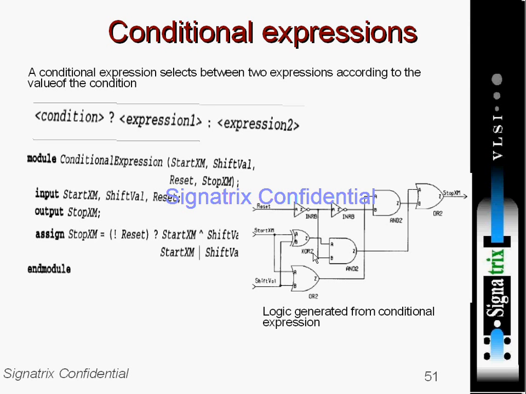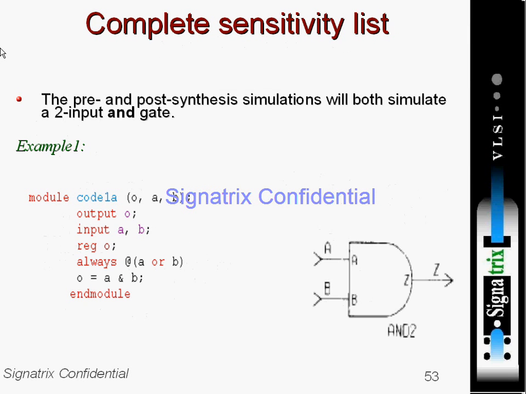And that is what is important. Now, the sensitivity list. In this example, what we are seeing is a complete sensitivity list. The output is O, the inputs are A and B. If there is any change in the inputs A or B, the output O would be A and B. So the pre- and post-synthesis simulations would both simulate the two-input NAND gate.